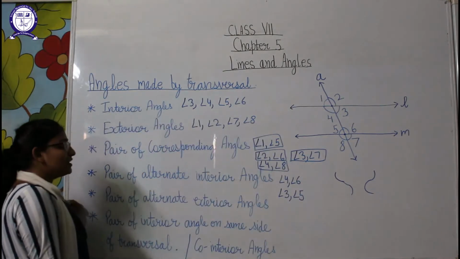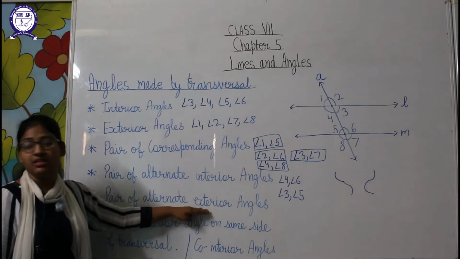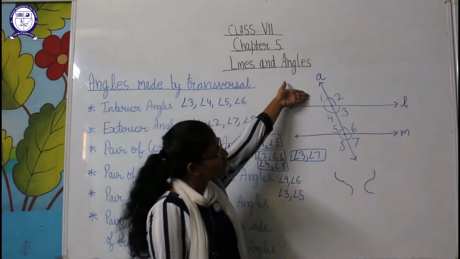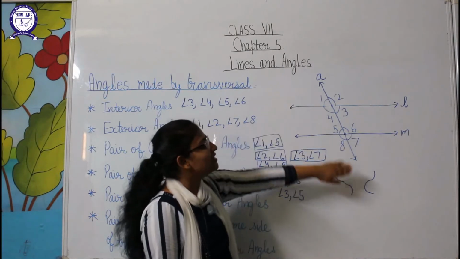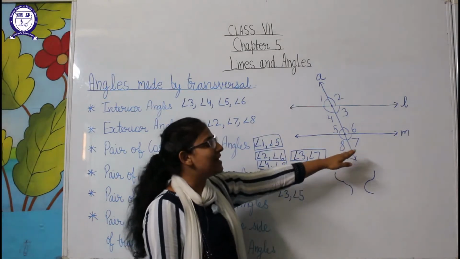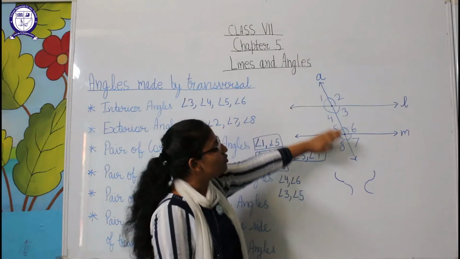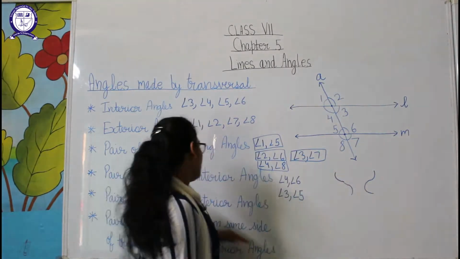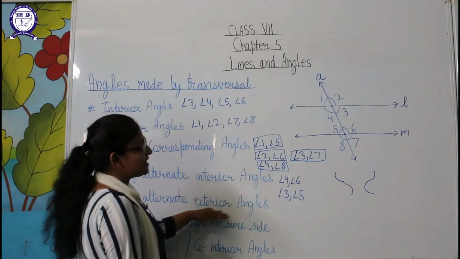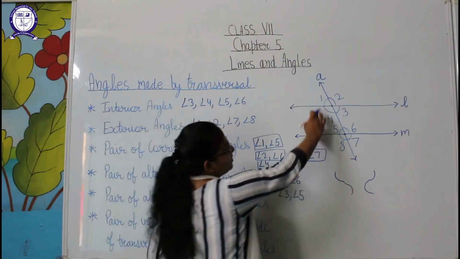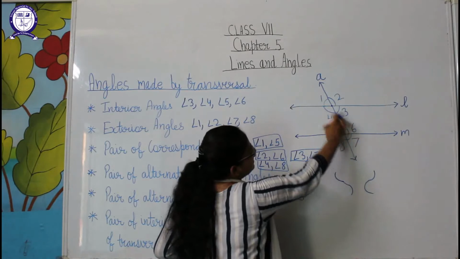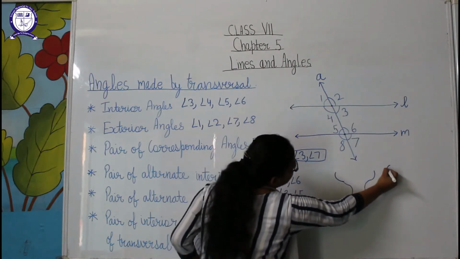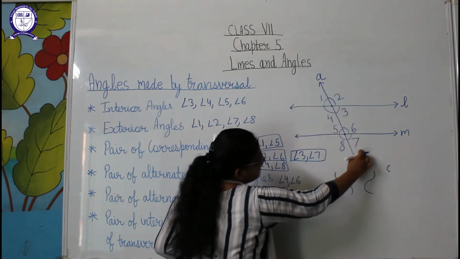Now, the pair of alternate exterior angles. Exterior means this upper portion of the parallel line L and this lower portion of the parallel line M. So angles 1, 2, 7 and 8 are exterior angles. And what is alternate exterior? Alternate means this angle 1 and angle 7. They are alternate, as angle 1 is like this here and angle 7 is like this here.